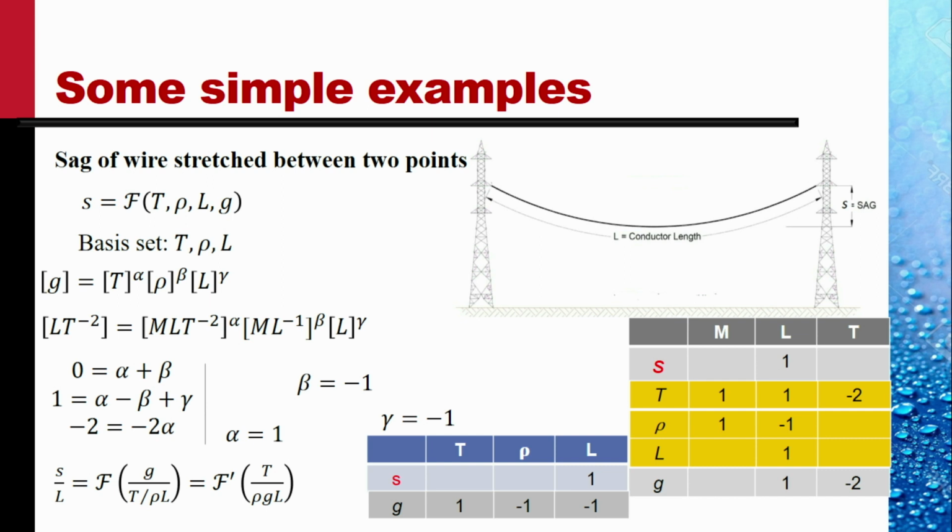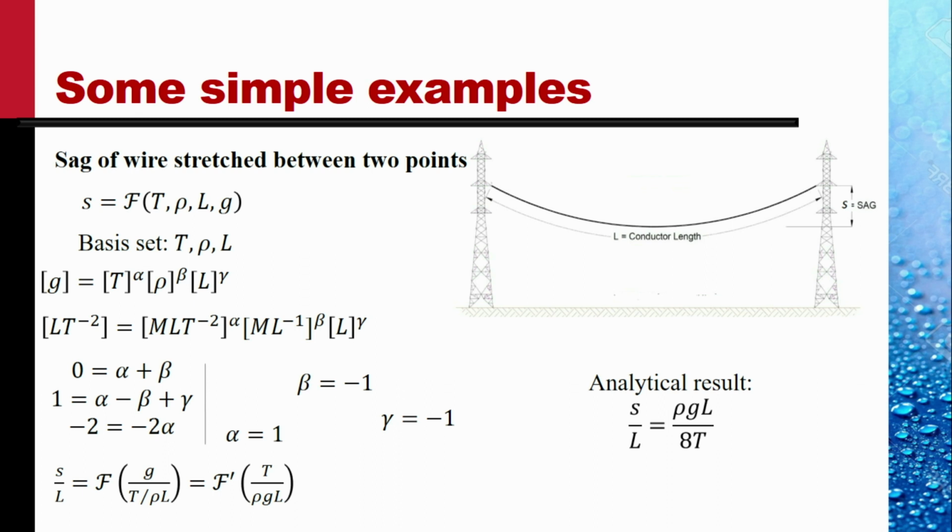We need to do one experiment. For one wire, we measure T, rho, g, and L, and then obtain the value of S. Once we know this, I can find out what this functional relationship is, and then for any wire with any tension, any material, I can predict the sag. This is the power of dimensional analysis. In fact, this is the power of similitude. Dimensional analysis is only one method of carrying out the similitude.